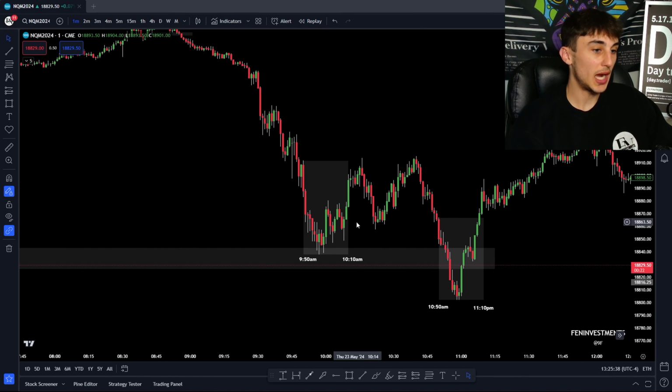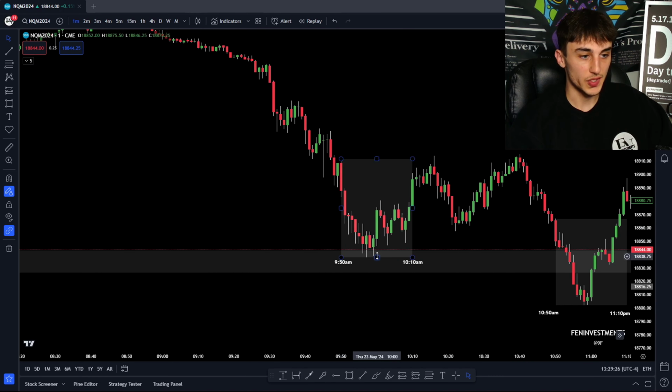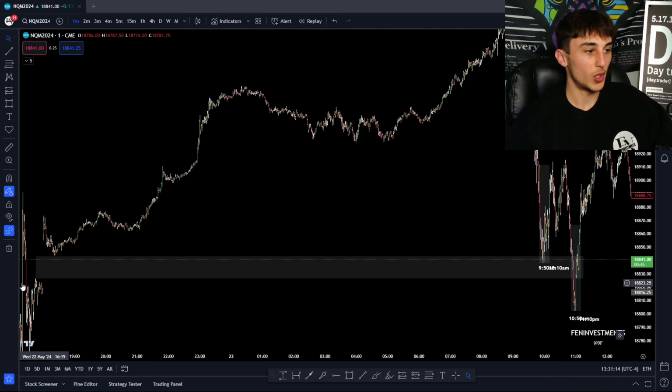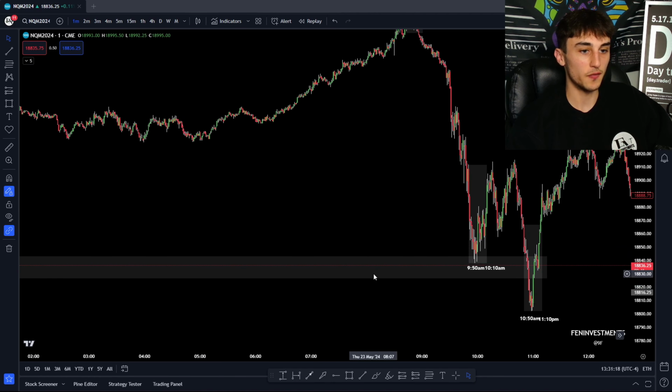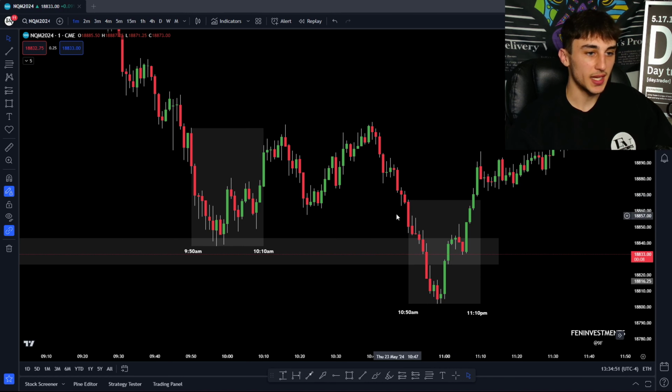Our first example happened within the 9:50 to 10:10 macro. You can see when the 9:50 candle opened, price immediately wanted to seek lower to fill this inefficiency. And this inefficiency here was actually a gap that was created at yesterday's open. Once the futures markets opened, you can see that this gap was created here and we eventually tapped into it within the macro interval.